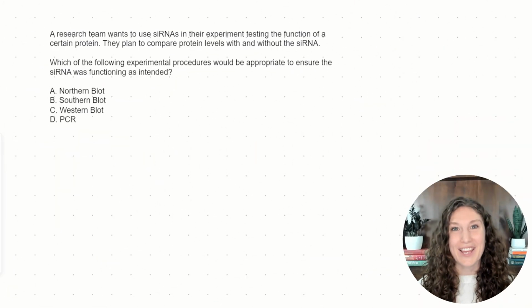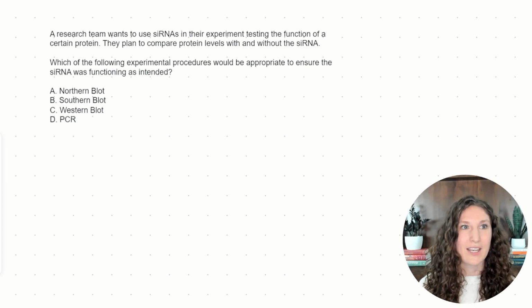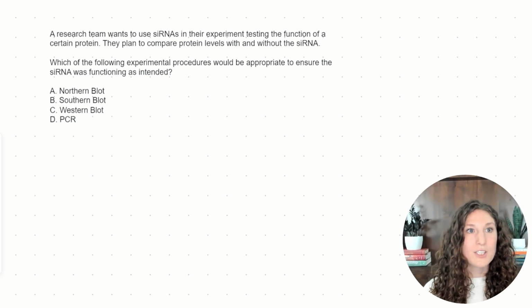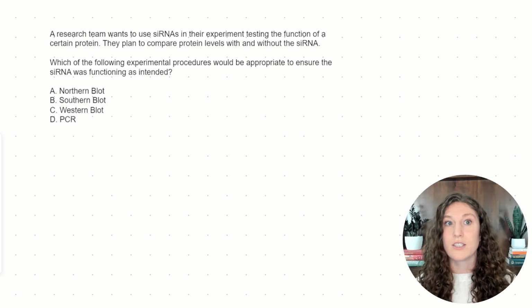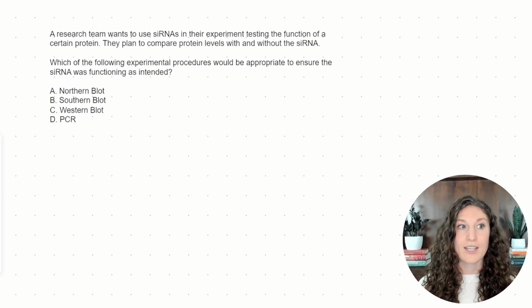All right, let's navigate this practice question together. First, it says the research team wants to use siRNAs in their experiment testing of a certain protein. They plan to compare protein levels with and without this siRNA. Which of the following experimental procedures would be appropriate to make sure the siRNA was functioning as intended?